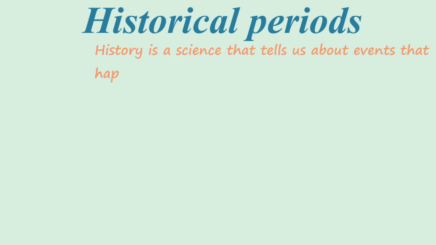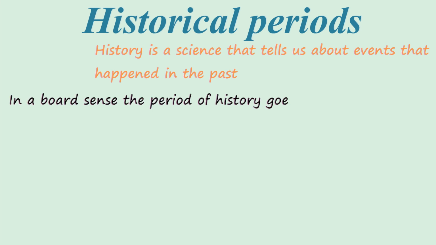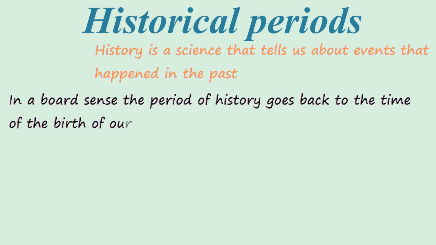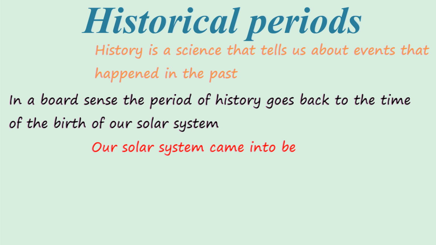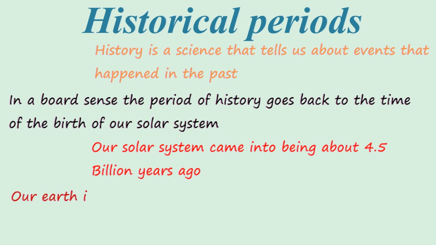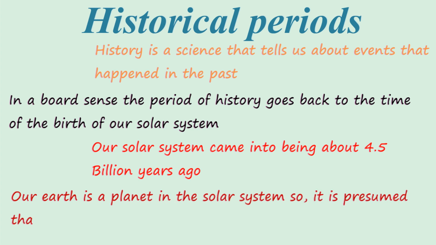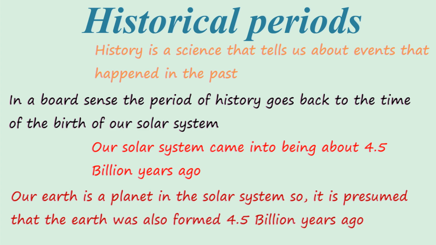Now we are going to learn about historical periods. History is a science that tells us about events that happened in the past. In a broad sense, the period of history goes back to the time of the birth of our solar system. Our solar system came into being about 4.5 billion years ago. Our Earth is a planet in the solar system. So it is presumed that the Earth was also formed 4.5 billion years ago.